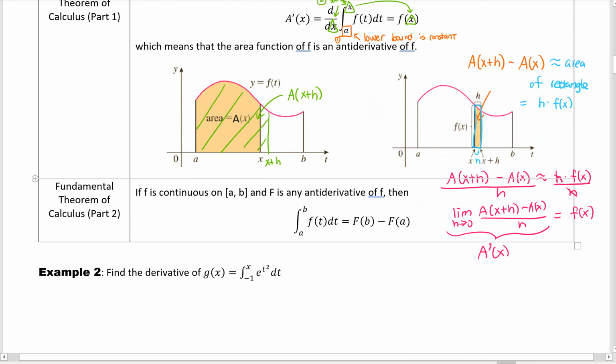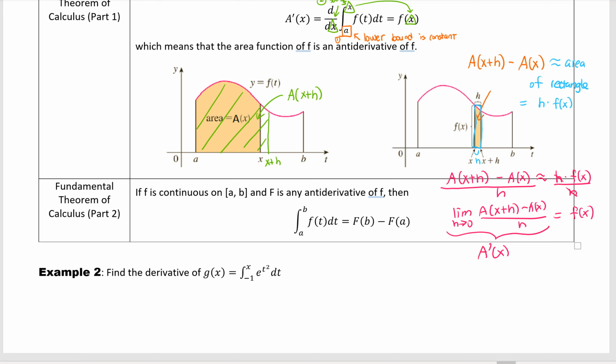Okay, so how about part 2? What does part 2 tell us? Fundamental Theorem of Calculus part 2 says that if a function f is continuous on the closed interval [a, b], and capital F is any antiderivative of small f, then the definite integral of f of t dt equals the antiderivative F plugged in b minus the antiderivative F plugged in a.